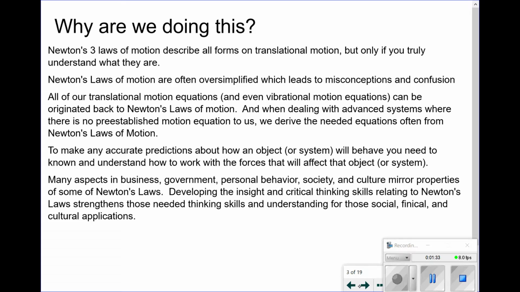Also, to make accurate predictions on how an object or system will behave, you need to really understand what these laws are and what they mean. So you need to understand the relationship, how forces affect an object's motion. If you just have an equation memorized, you can't really do this. Also, many aspects of business, government, personal behavior, society, and culture mirror the properties of Newton's laws. They're not the same thing. However, there are parallels, and developing the insight and critical thinking skills related to Newton's laws strengthens those related skills and insights that are key for understanding those social, financial, and cultural applications.